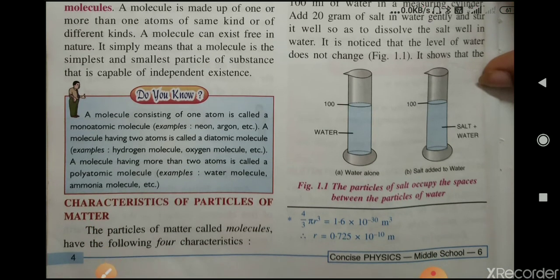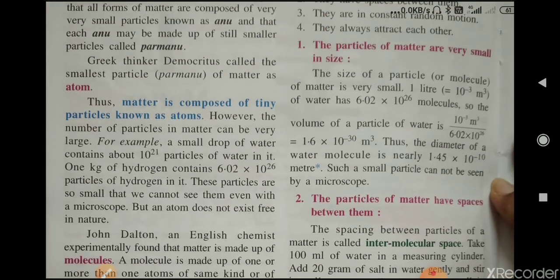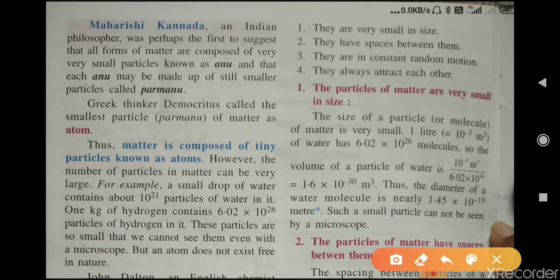Now we will see the characteristics of particles of matter. There are four characteristics of the particles of matter, that are called molecules. First, they are very small in size. Second, they have spaces between them. Third, they are in constant random motion. And fourth, they always attract each other.